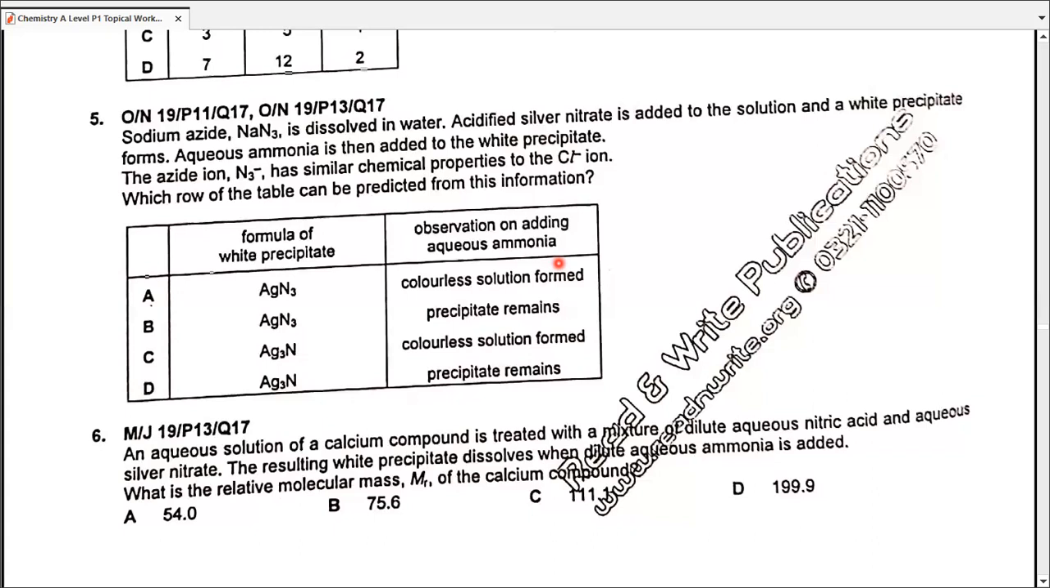Dissolved in water, acidified silver nitrate is added to the solution and a white precipitate forms. Similar properties to the chloride ion. AgCl is a colorless solution, so a colorless solution forms, and the azide ion has similar chemical properties to chloride ion. So I think A. Sir, A. Perfect. Let's move on to 6.